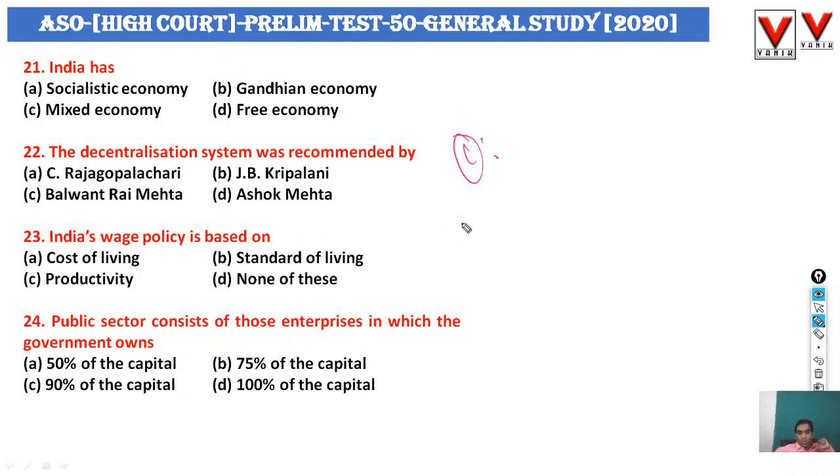Okay, we are going to discuss question number 23, which is talking about what India's base policy is based on. The right answer is A, cost of living. India's base policy is based upon cost of living. So the right answer is A. Now we are going to proceed further.